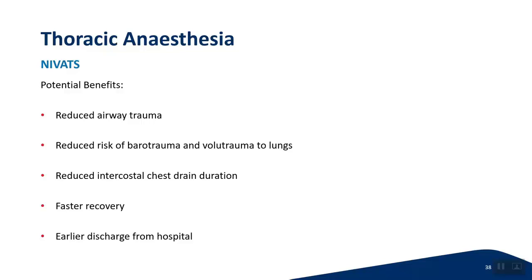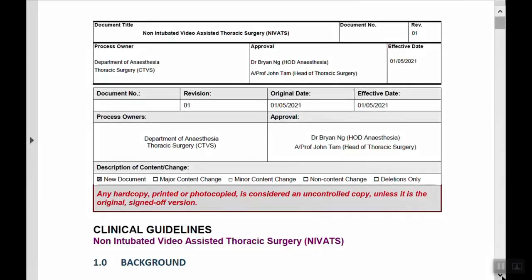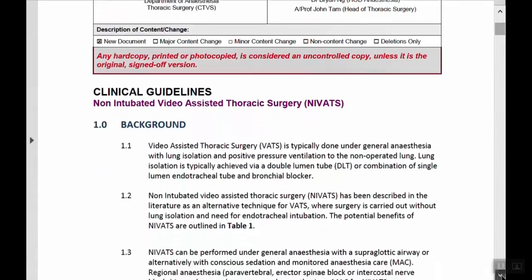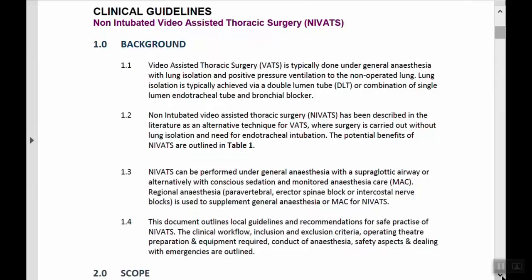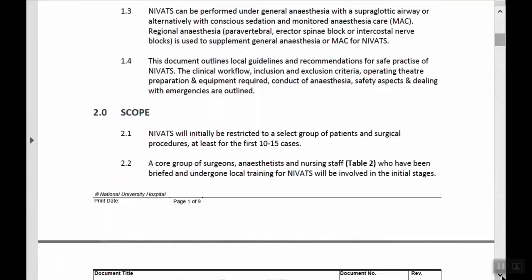We can now look at our locally developed clinical guidelines for practice of NEVATS. These guidelines are available on the NUHS intranet in the Department of Anesthesia section. It outlines requirements for the safe practice of NEVATS and includes information on patient selection criteria, workflow, equipment required, and dealing with emergencies. As it's a new procedure for us, we are conducting training sessions for all AU and scrub nurses who may be involved.